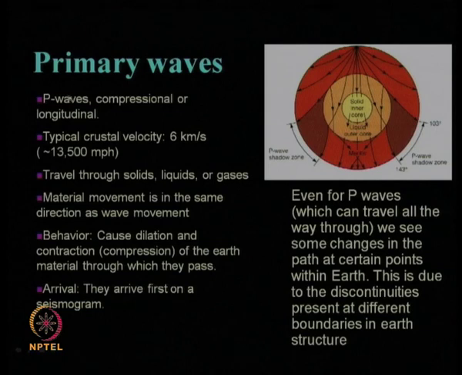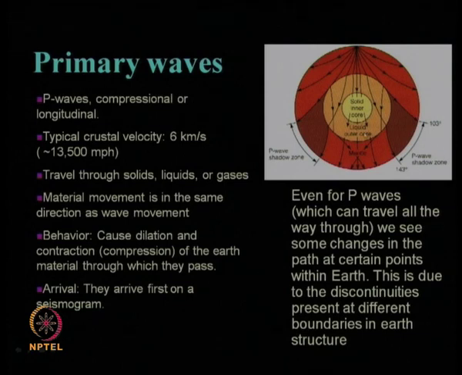Next, we have seen in the previous lecture what are the basic characteristics of the body waves, and mainly the primary wave and shear wave. So let us look at the slide. The typical characteristics of primary wave or P wave or compressional wave or longitudinal wave, all are the names of the same type of wave, which has a typical crustal velocity of about 6 km/s, and this P wave can travel through all various phases of the media, solid, liquid and gaseous.